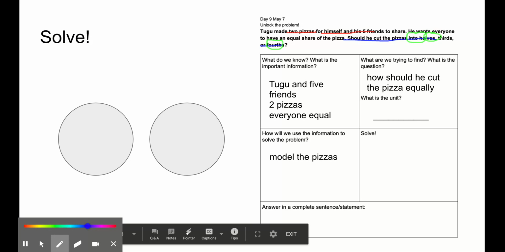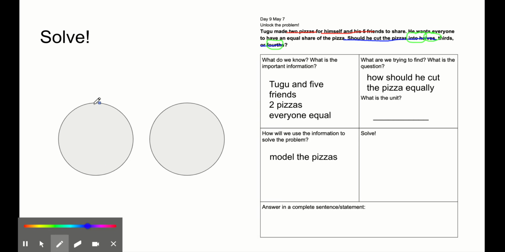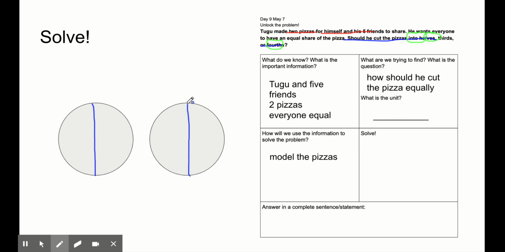First, let's cut it into halves. If I have 6 friends, will each friend get the same amount of pizza? No. In fact, two friends wouldn't get any pizza because there are only 4 halves. 1, 2, 3, 4. So is halves going to be the right choice? No. I'll cross the word halves out.